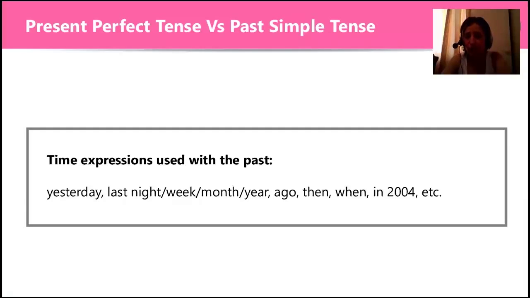Time expressions used with the past: yesterday, last night, last week, last month, last year, ago, then, when, in year, in months. For example, I saw my friend from USA in May. That's exactly the time. Okay?